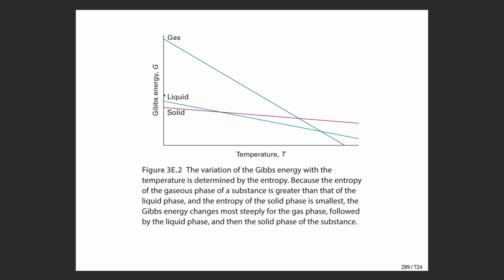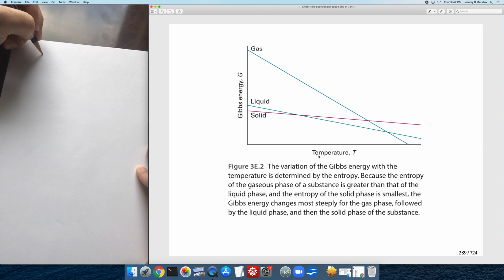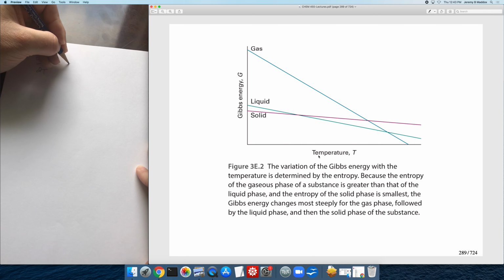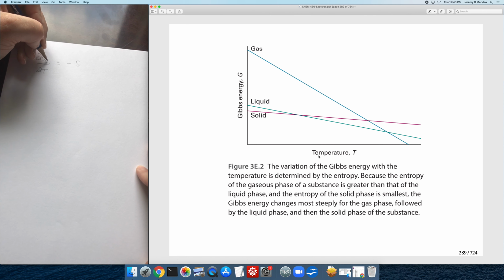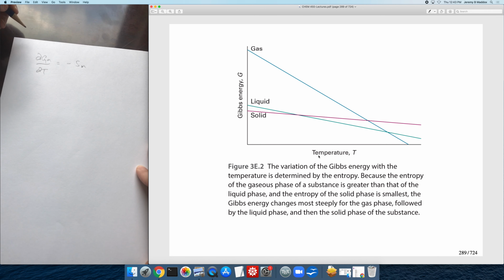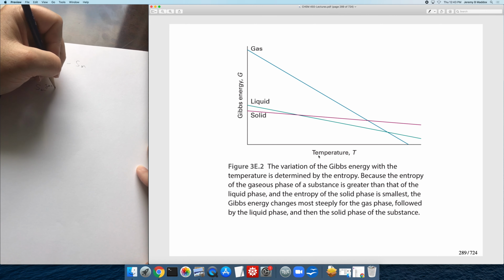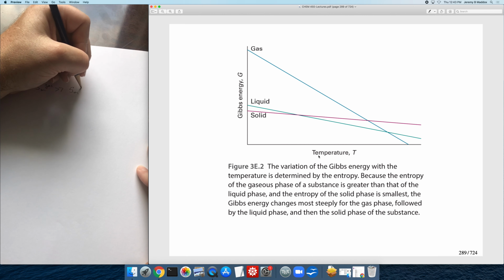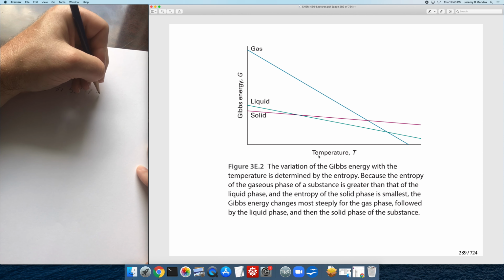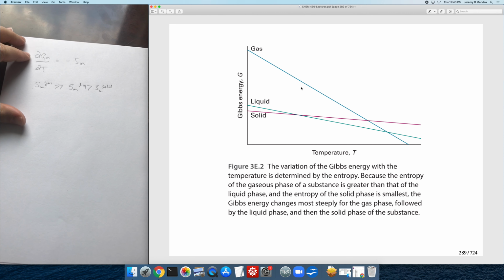Here we're looking at Gibbs energy versus temperature for solids, liquids, and gases. Now recall that what we've just learned is that the Gibbs energy change with respect to temperature is equal to minus the entropy. And I'm going to go ahead and make that the molar Gibbs energy, and this will be the molar entropy. Now, also recall from our discussions of entropy that the molar entropy of a gas is much, much larger than the molar entropy of a liquid, and that in turn is larger than the molar entropy of a solid. And so this fact is reflected here in this diagram.